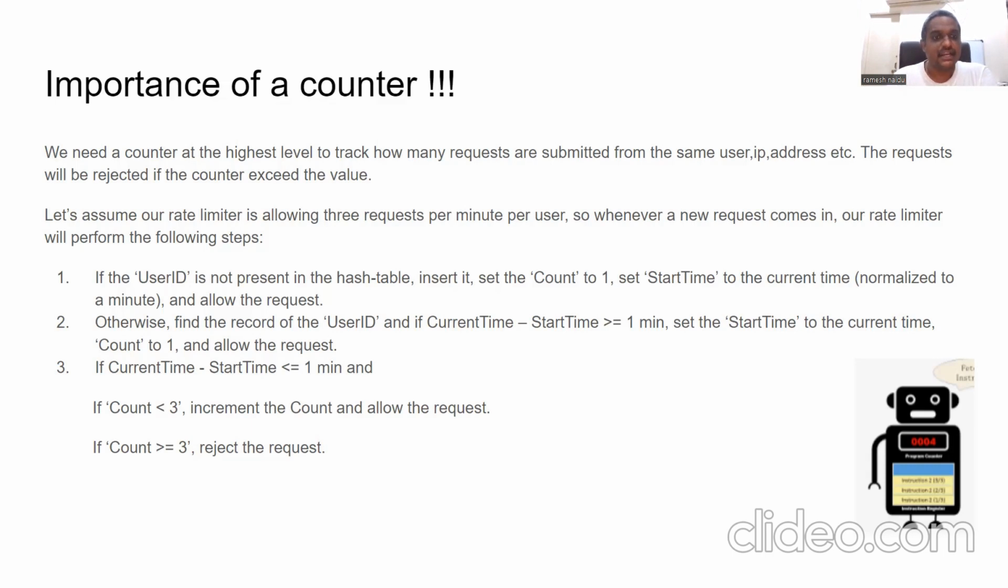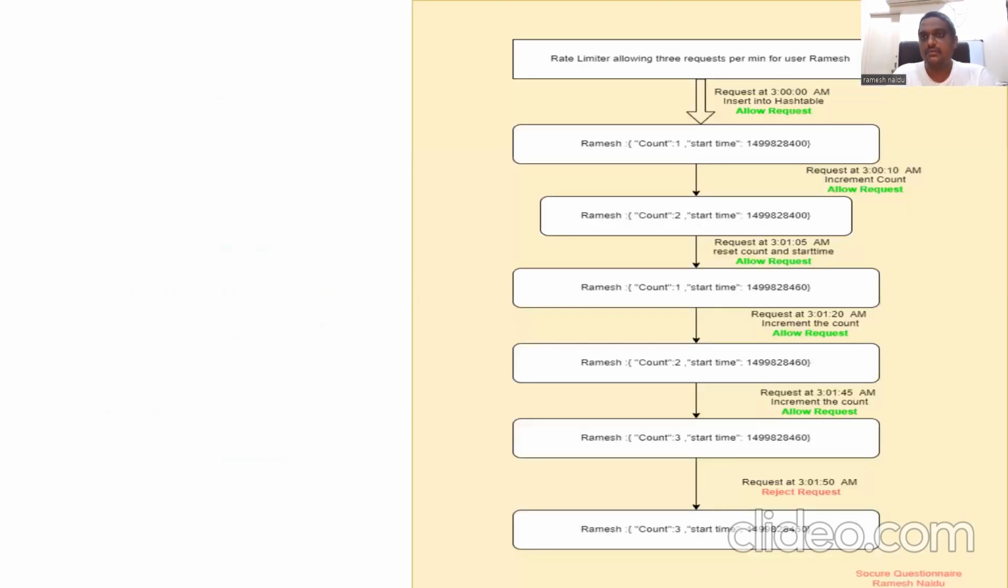In case the difference between the current time and the start time is less than 1 minute, then if the count is already 3, we are allowing only 3 requests per minute. If it is less than 3, it will allow the request. If it is greater than 3, it rejects the request. So the entire logic depends on this counter over here. So this is how I'm trying to give you the flow. Okay, 1 second. So if you see, the request has come at 3 a.m. So we just inserted into the hash table. Ramesh is a user, count 1, start time.